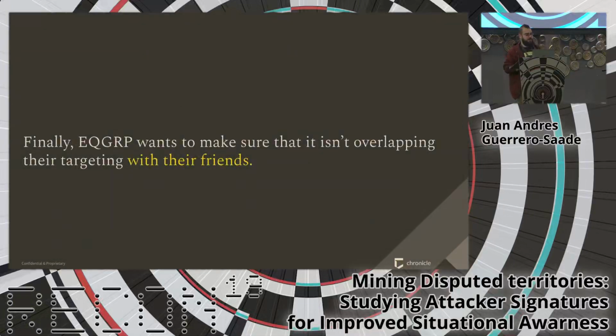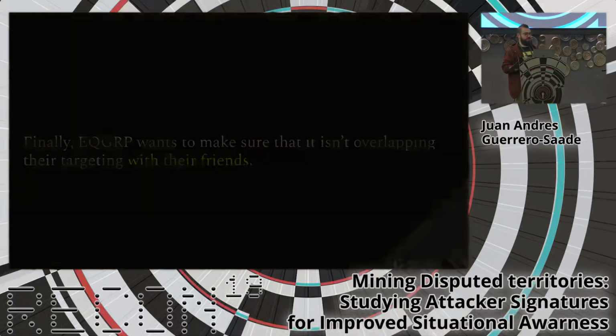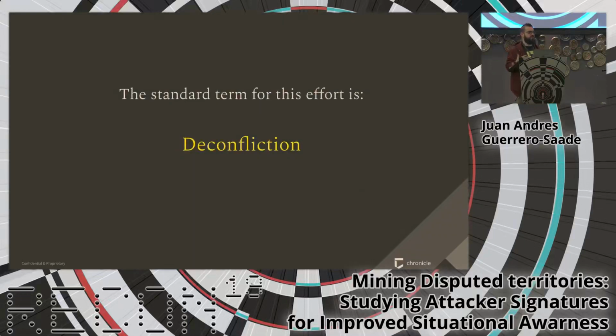And finally, the Equation Group wants to make sure that it isn't overlapping their targeting with friends or foes. And that's, again, a very tricky topic, right? So why with their friends? Normally, the standard term for this would be deconfliction. You hear about it now with humanitarian circles going into Syria, for example. You have to be able to tell both the Russians and the Americans, hey, we have an ad hoc hospital here, please don't drop a bomb on it. It's a form of deconfliction.